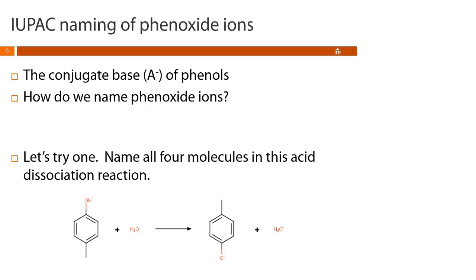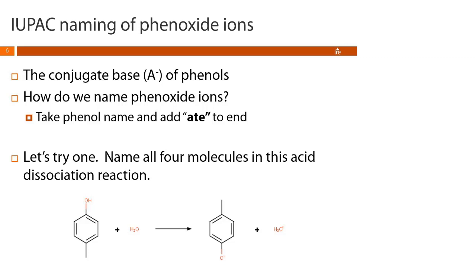So the conjugate base of a phenol is a phenoxide ion. So take a look at this chemical reaction at the bottom of the slide. We have a phenol, we place it in water, it's going to dissociate and donate a proton to a water molecule, and we're left with a phenoxide ion and a hydronium ion. So how do we name these phenoxide ions? Well, lucky for you, it's pretty simple. We're just going to take the phenol name and add ate, A-T-E, to the end.